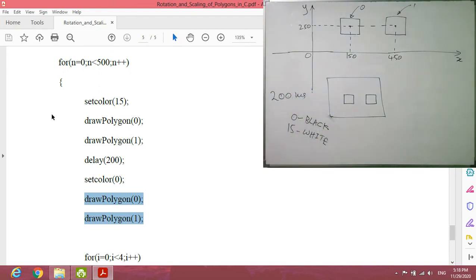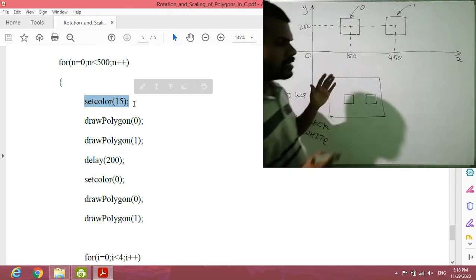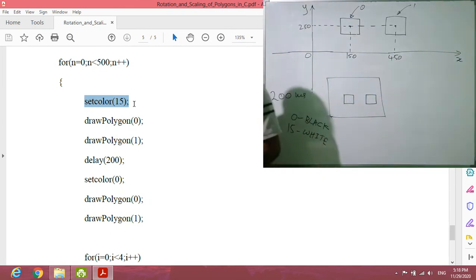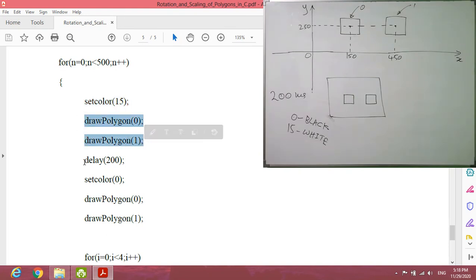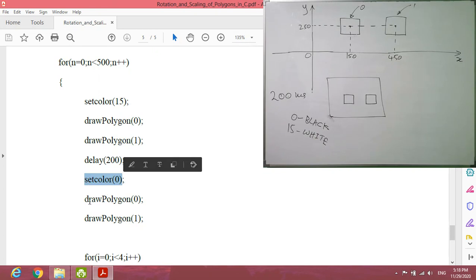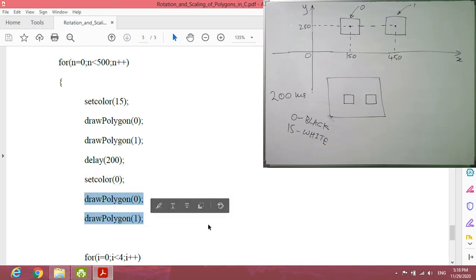Okay, so white color. Now again I will explain. The background color is black. So we set the color to white and then draw the two polygons. Then we wait 200 milliseconds. After that we set the color to black and redraw the polygons in black color.